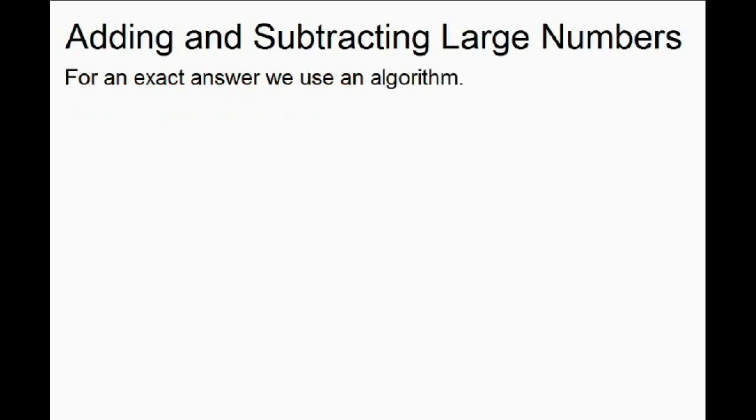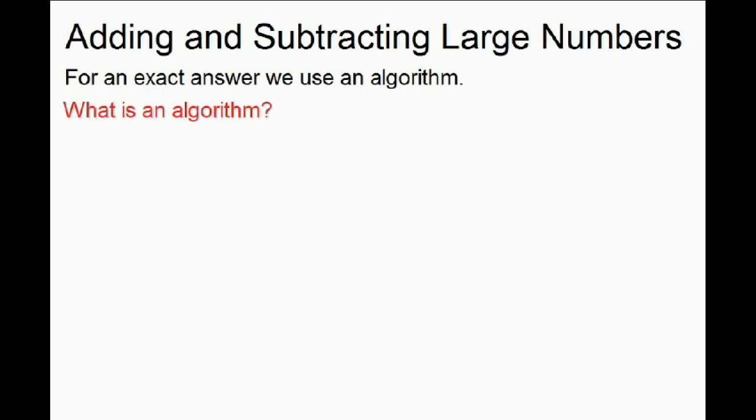So if we're having to add or subtract large numbers and we need an exact answer, we use what's called an algorithm. Now, you're probably going to ask yourself, what does an algorithm mean? Well, an algorithm is a word that mathematicians use to describe a process or a step-by-step procedure that works every time in order to solve problems.